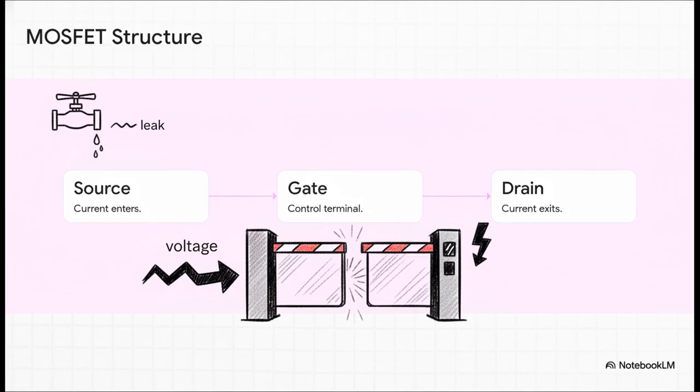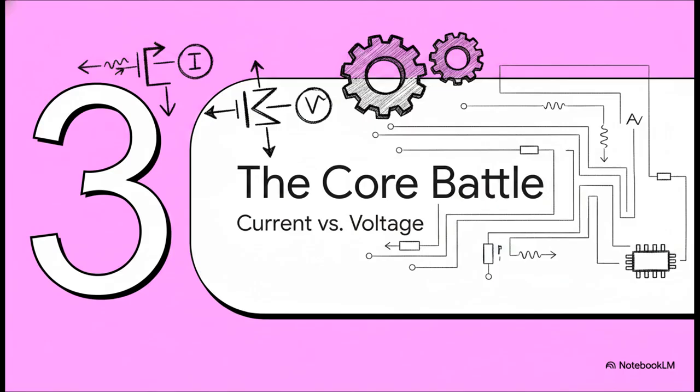By simply applying a voltage to the gate, just electrical pressure, not the actual steady flow of current, you open the path between the source and the drain. It requires almost zero continuous current to stay open. Which brings us to part 3, the core battle, current versus voltage control.